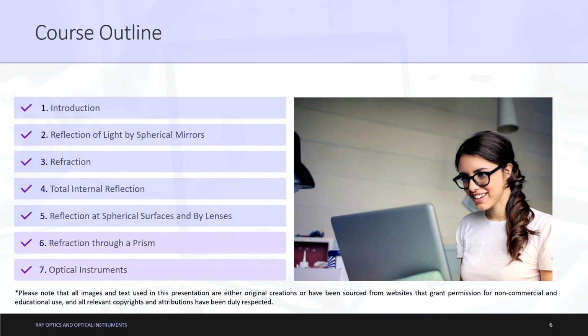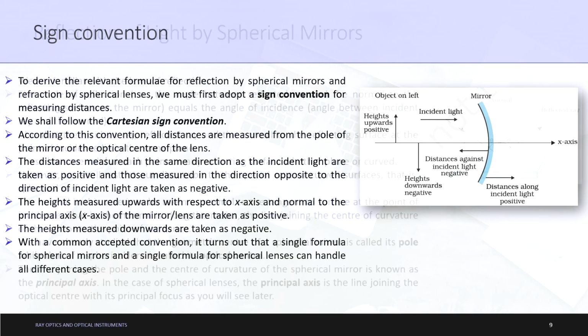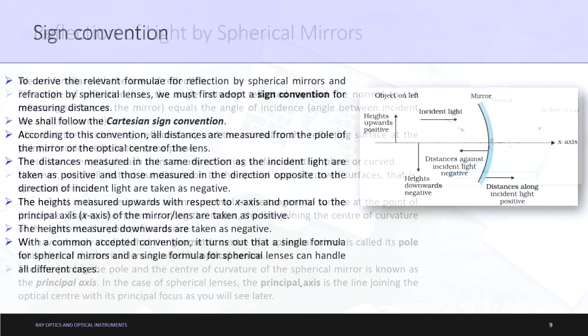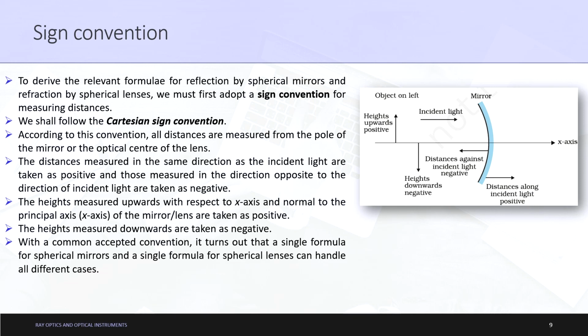Okay, so the course outline, we have already covered the introduction part of ray optics, and right now we are on the second part, that is the reflection of light by spherical mirrors. These things were explained in the previous lecture only. So this is a pole, this is an optical center, and there is something called the principal axis. Okay, let us move on with the sign convention now.